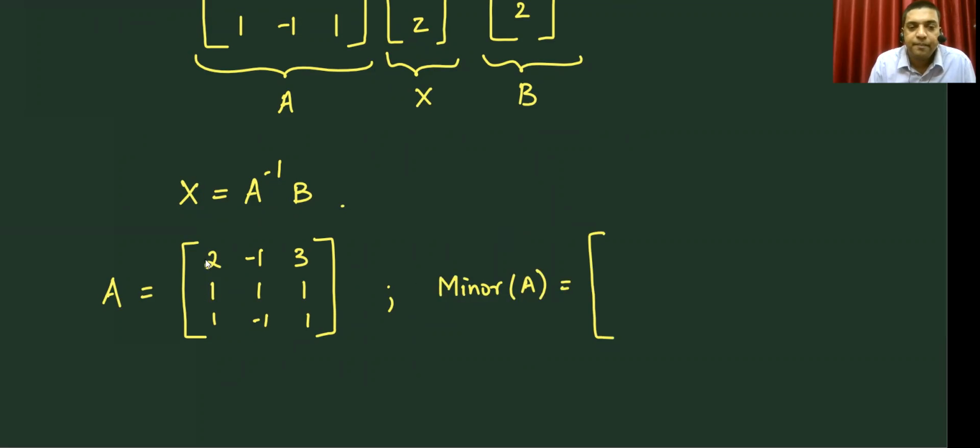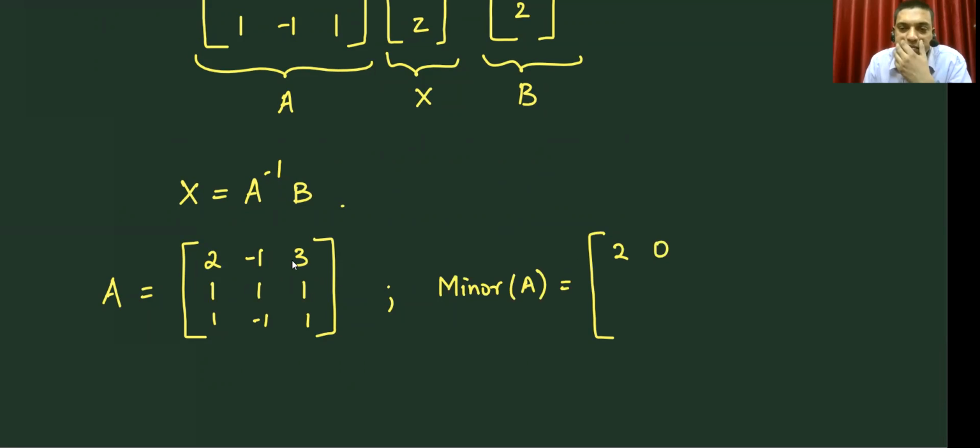What is the minor of an element? Remove the row and the column containing the element, take the submatrix and find its determinant. That will be the minor. So for 2, this is 1 minus of minus 1, 1 minus of minus 1, 2. For minus 1, the first row, second column, remove the first row, remove the second column. Then you have 1 into 1 minus 1 into 1, 0.